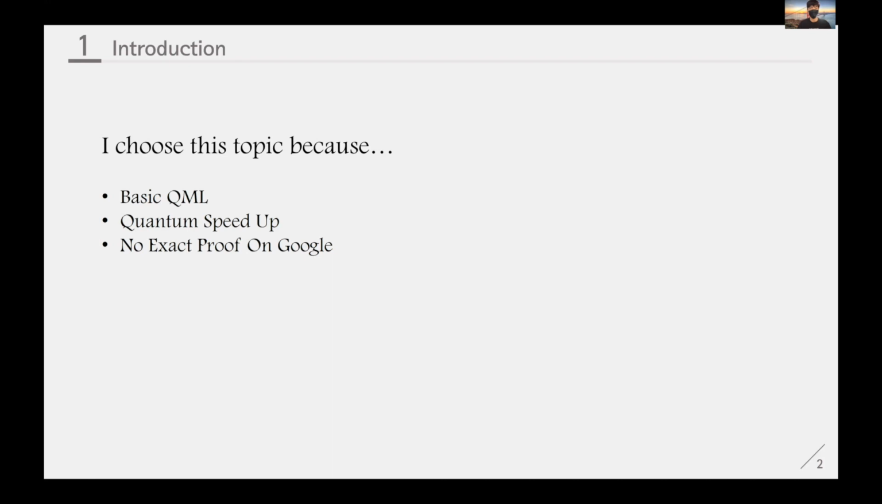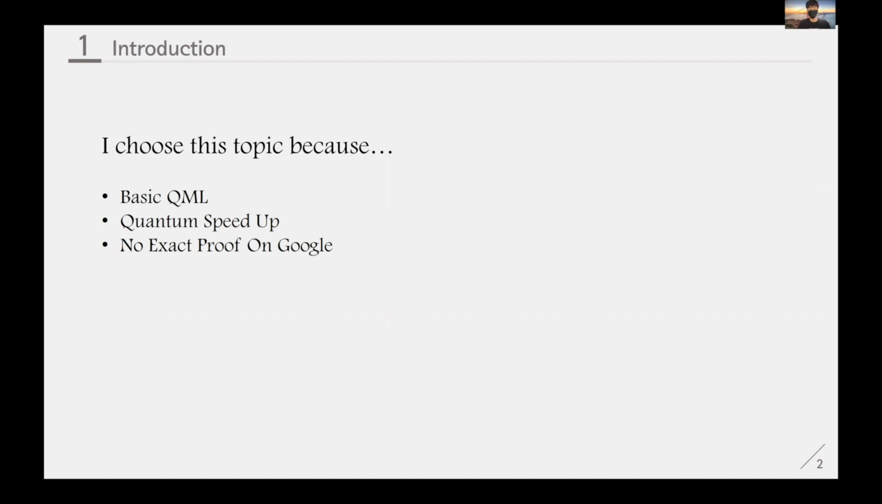Second, it's a very famous example of quantum speedup. Shor's algorithm or Grover's algorithm is a very basic quantum speedup algorithm, and I thought that the next level would be good to study about QPCA.